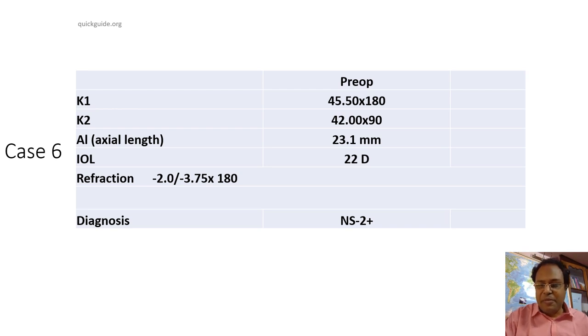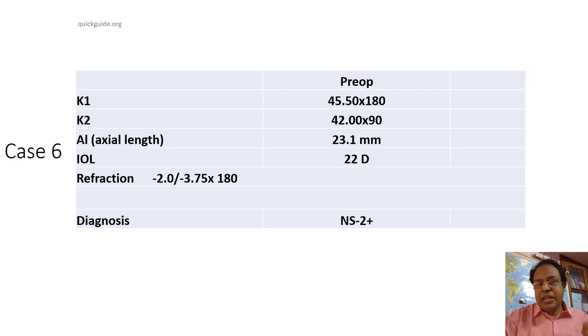I do not remember whether it was a manual keratometry or an autokeratometry done, but it could well be a transcription error over here. The biometrician may have noted it down wrongly. So again, I repeat, the refraction is not matching the corneal reading. It's very important for us to match it.